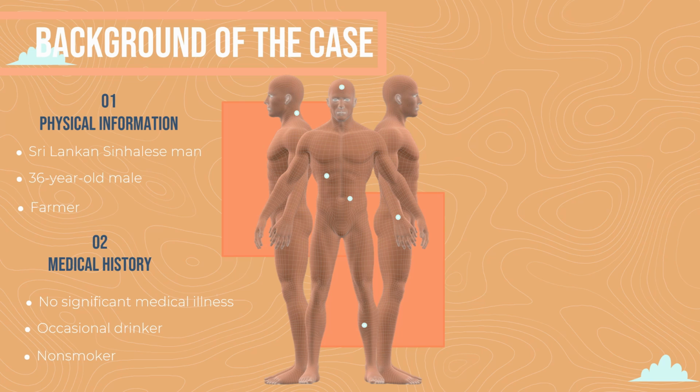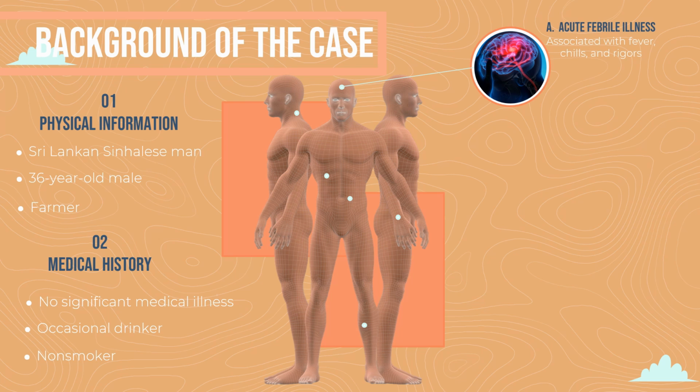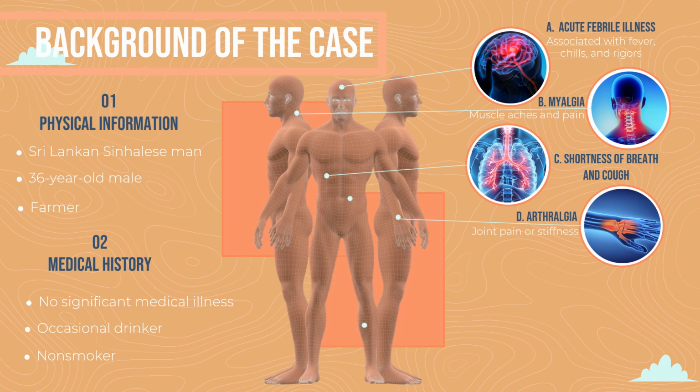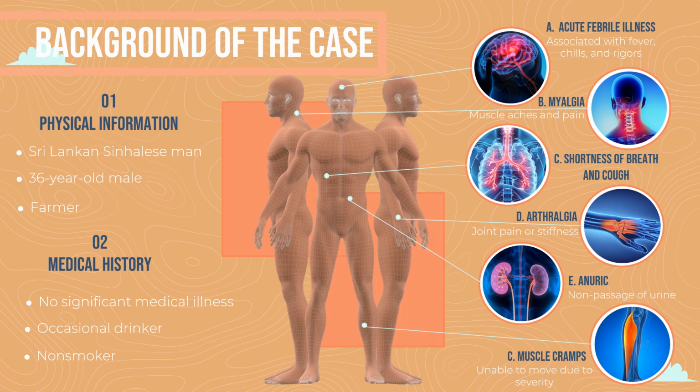He suffered a 3-day history of an acute febrile illness associated with high spiking fever with chills and rigors. Myalgia, or muscle aches and pain, was also observed. Shortness of breath with a non-productive cough was observed 1 day prior to admission. He also suffered arthralgia, which is pain in the joints, and was anuric, which is the non-passage of urine often caused by failure in the function of kidneys, for 12 hours prior to admission. Furthermore, he was unable to move due to severe muscle cramps in his lower limbs.